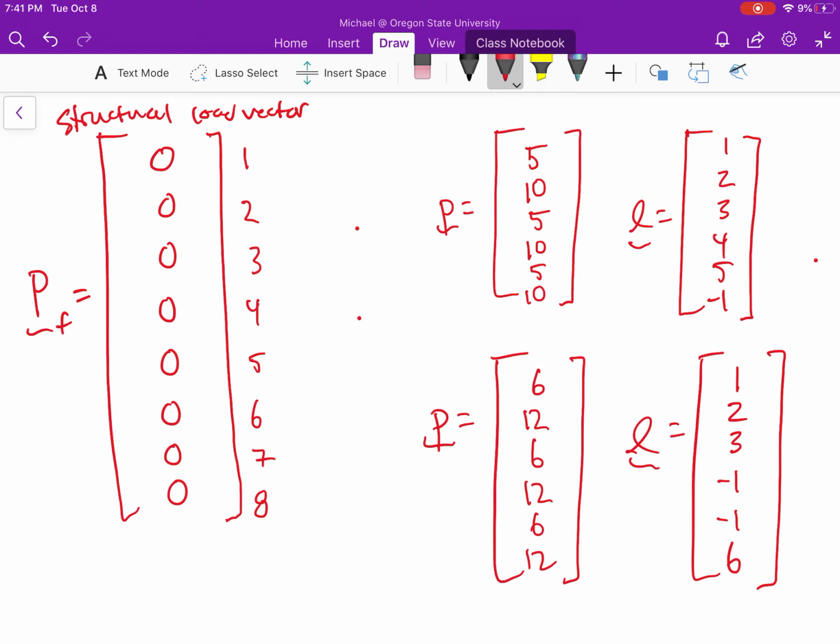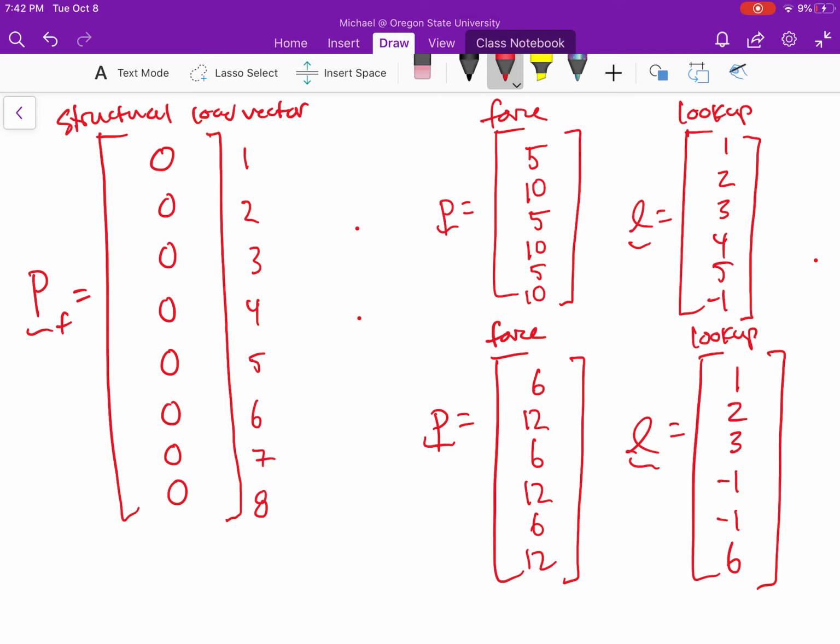And over here we have a force vector for an element, and then a lookup vector for that element. Then say we have another element. This is its force vector, and this is its lookup vector. The assembly process is we go through the lookup vectors for each element. The lookup vector tells us the index in which we want to accumulate the entries in the structural load vector.